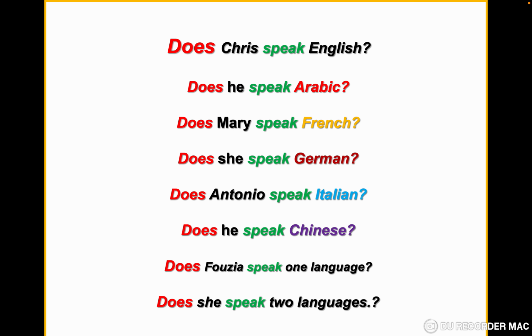Let's go to the question form. Does Chris speak English? Does he speak Arabic? Does Mary speak French? Does she speak German? Does Antonio speak Italian? Does he speak Chinese? Does Fuzia speak one language? Does she speak 2 languages? So the same: in the negative form or in the question form, the verb doesn't take s with he, she, it. Remember this rule. Let's see more examples.